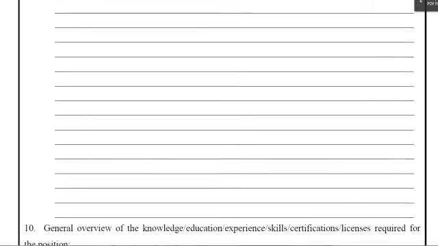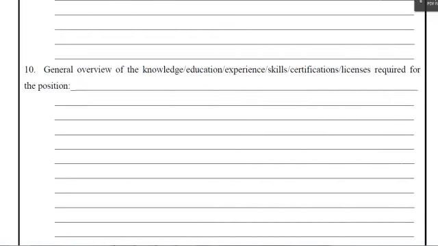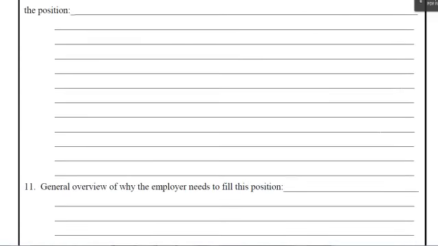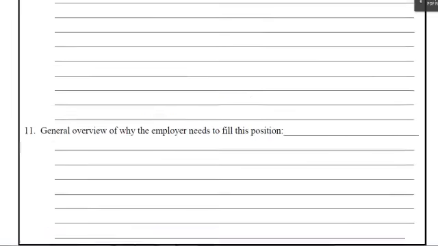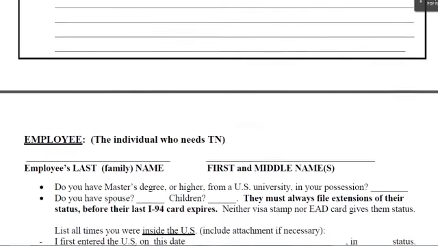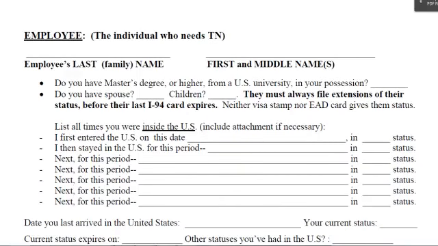Provide a general overview of the knowledge, education, experience, skills, certifications, licenses required for the position. Provide a general overview of why the employer needs to fill this position. Part 3. The last part of the video is focused on information needed about you, the foreign national, and any members of your immediate family.